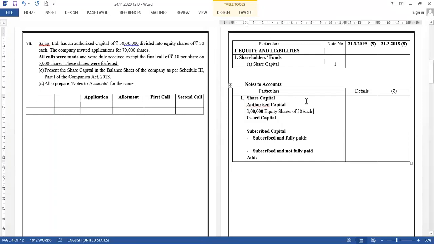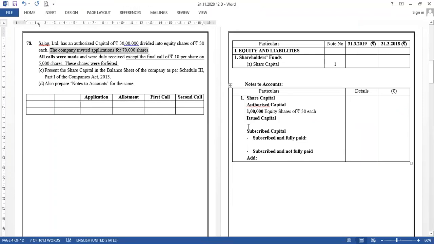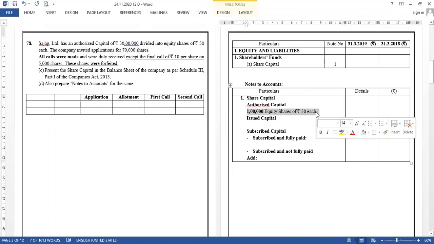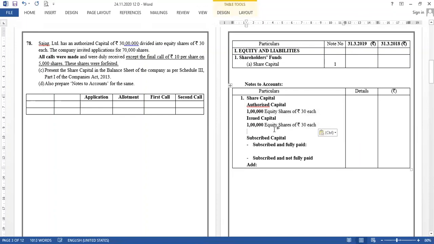These are unusual things, so please take a little care. Okay, now the company invited applications for 70,000 shares only, so issued is going to be 70,000 shares. Okay, let us write the amounts please. 1 lakh into 30 is 30 lakhs, and 70,000 into 30 will be 21 lakhs.